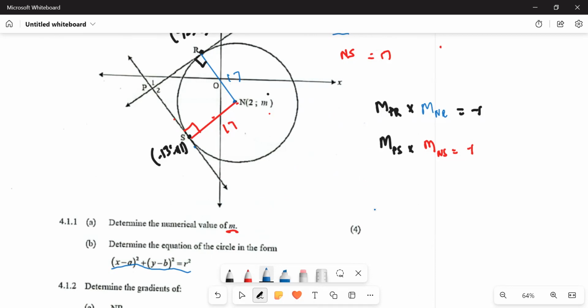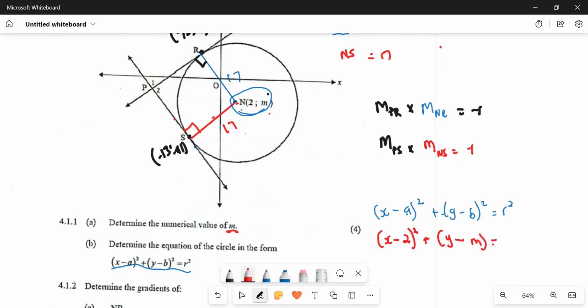We can tell them, okay, we have X minus A all squared, plus Y minus B all squared, which is going to be equal to R squared. Now we start to substitute. What do we substitute for A and B? We substitute the coordinates of the center. Always, A and B are the coordinates of the center. Here we're going to have X minus 2 all squared, plus Y minus, what am I supposed to put here? I'm going to put M, which is going to be equal to R squared. Remember, I know what R is. What is R?